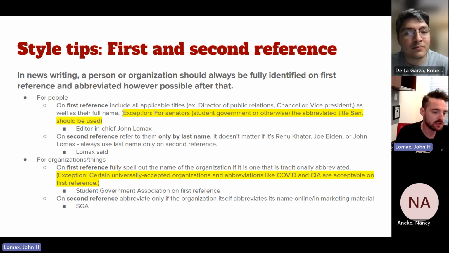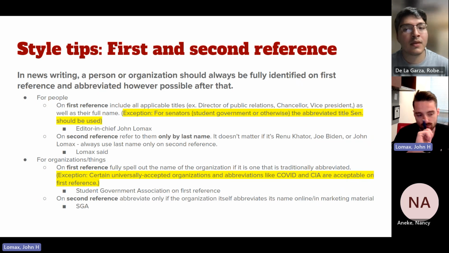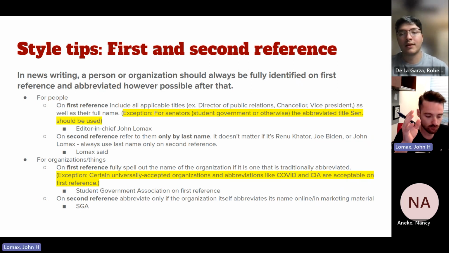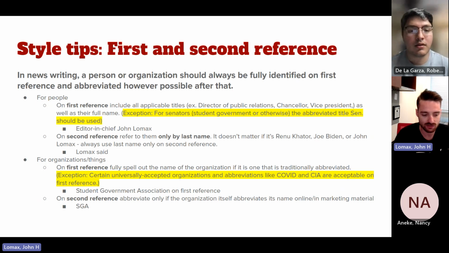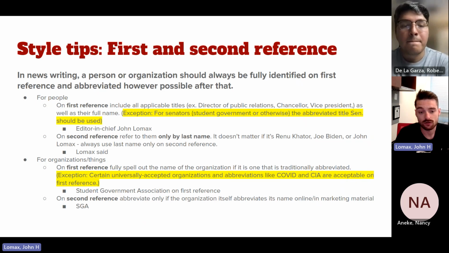So really, when you're doing first reference for people, just include what is relevant, because some people will have multiple titles. You're trying to think about what their role is within your story. So let's talk about somebody like Renu Couture, who's both president and chancellor.